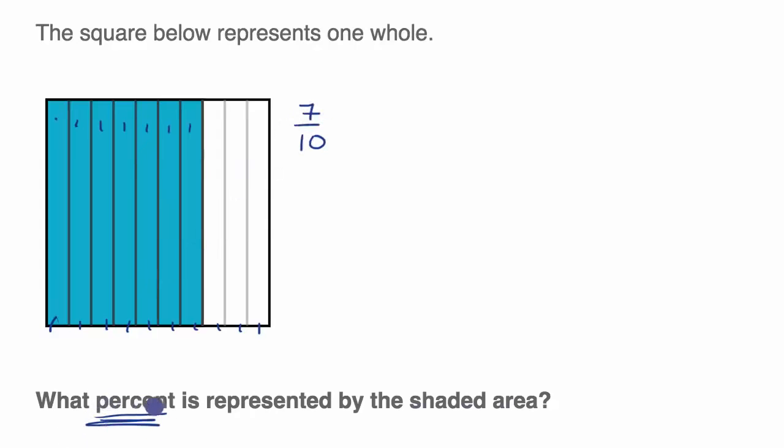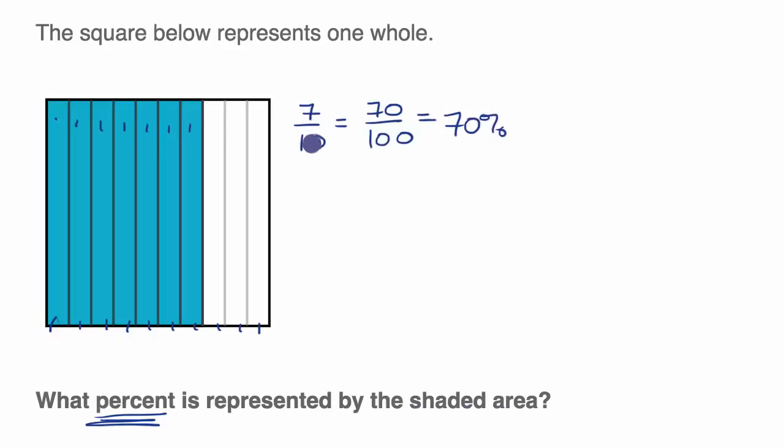Well, remember, percent literally means per hundred. Cent, same root as the word hundred. You see it in cents or century. And so can we write this as per hundred instead of per 10? Well, 7 per 10 is the same thing as 70 per 100 or 70%.